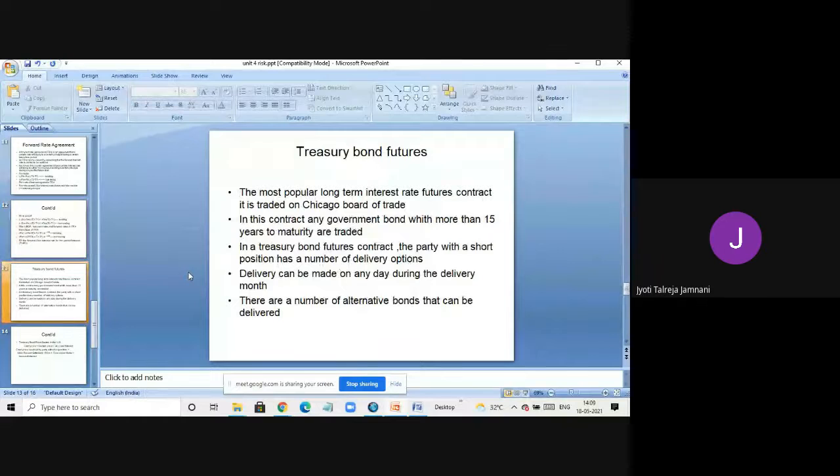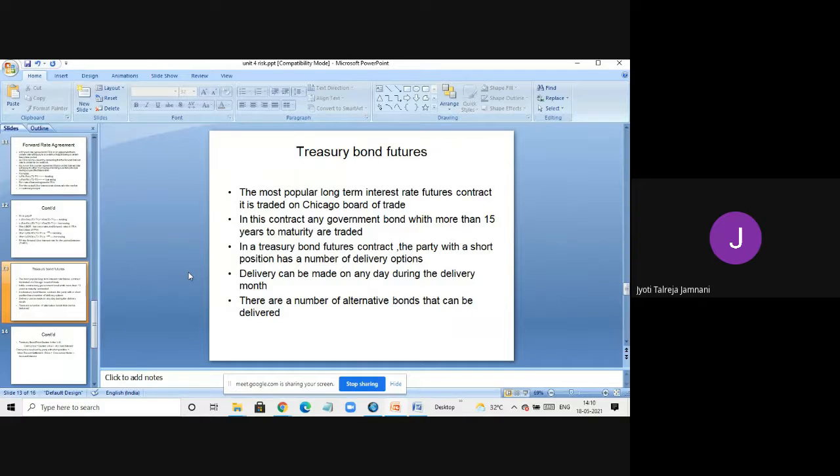Next was treasury bond futures. The most popular long-term interest rate future contracts. It is traded in the Chicago Board of Trade. In this contract, any government bond with more than 15 years to maturity is traded. These are government bonds, because the name itself says treasury bonds, which have more than 15 years of maturity.